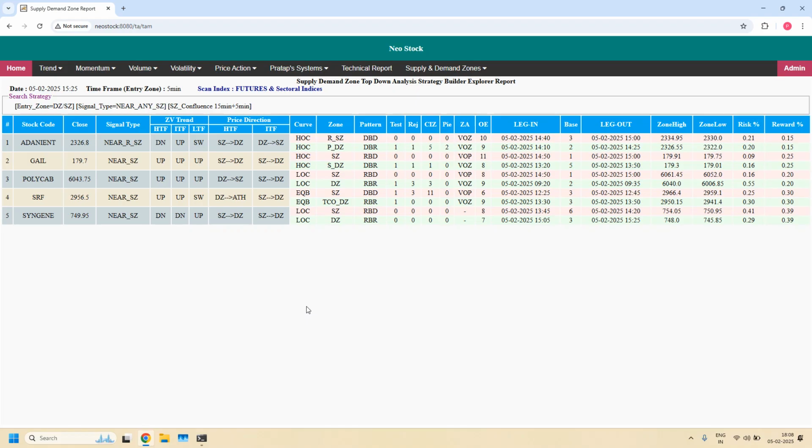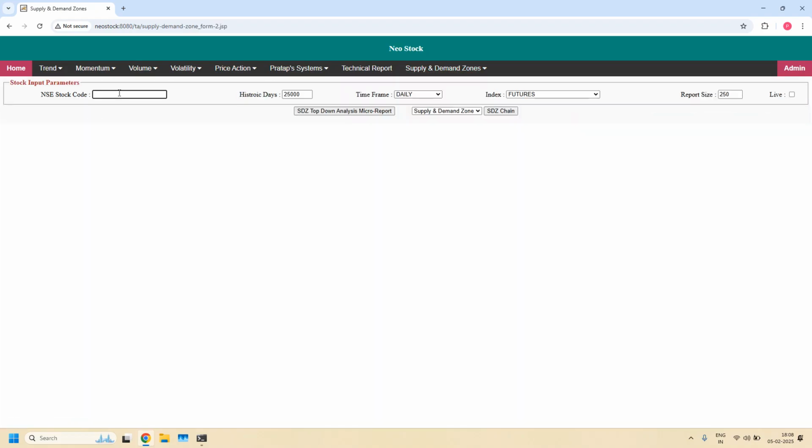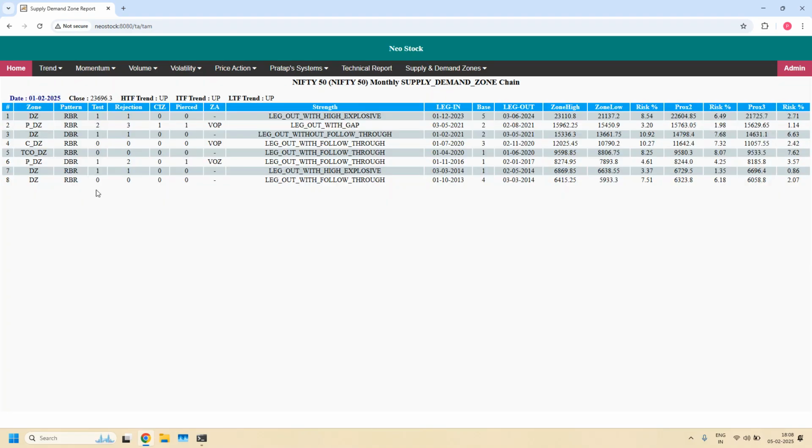Now let's focus on generating Nifty and BANKNIFTY supply demand zone chain. Starting with Nifty monthly time frame, generating monthly supply demand zone chain for Nifty. So this is a Nifty monthly supply demand zone chain.